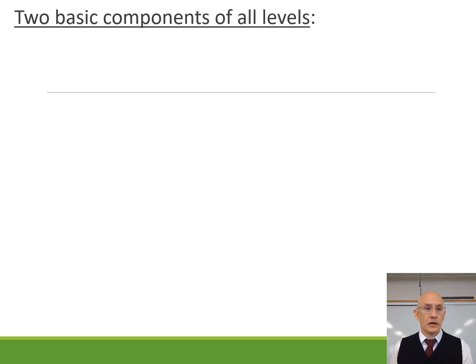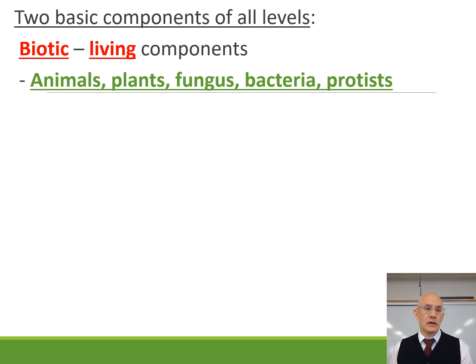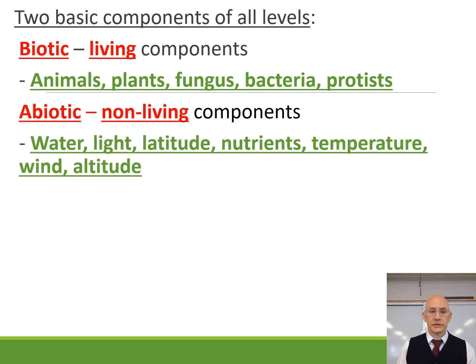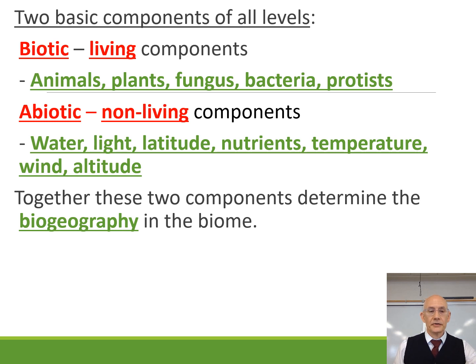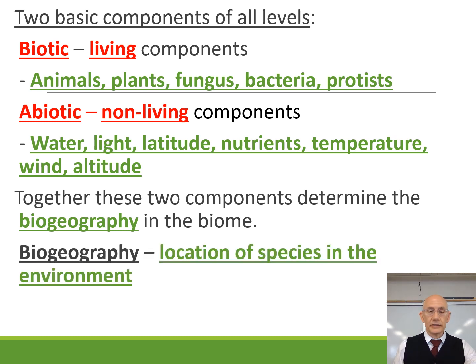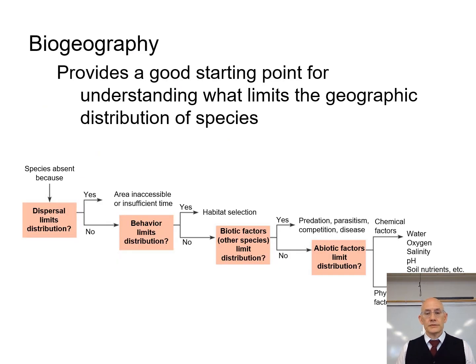Okay, so the basic components of all ecosystems are going to be the biotic or the living components, and then the abiotic components, which include your weather, nutrients, soil, rocks, sunlight. Altogether, this makes up what is known as the biogeography, the living and the non-living. And the biogeography is then going to influence whether or not a certain species is going to occupy a certain environment.